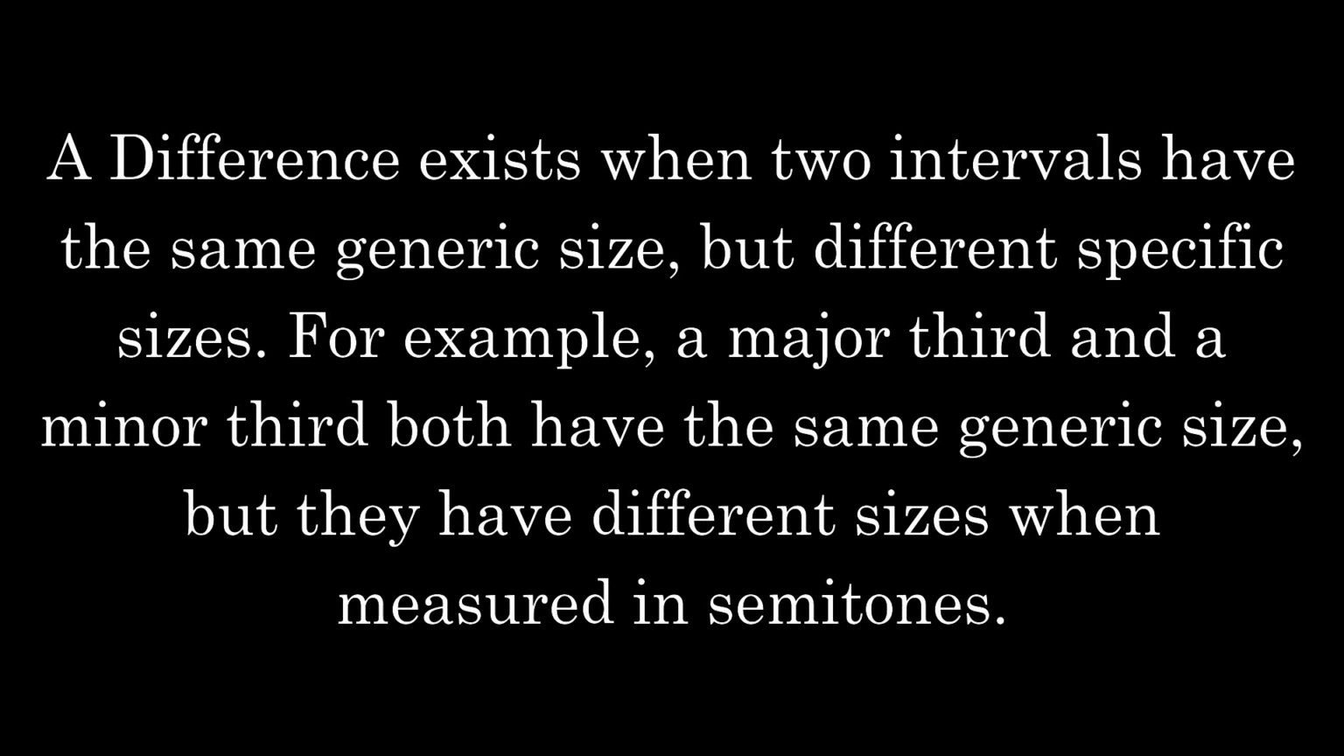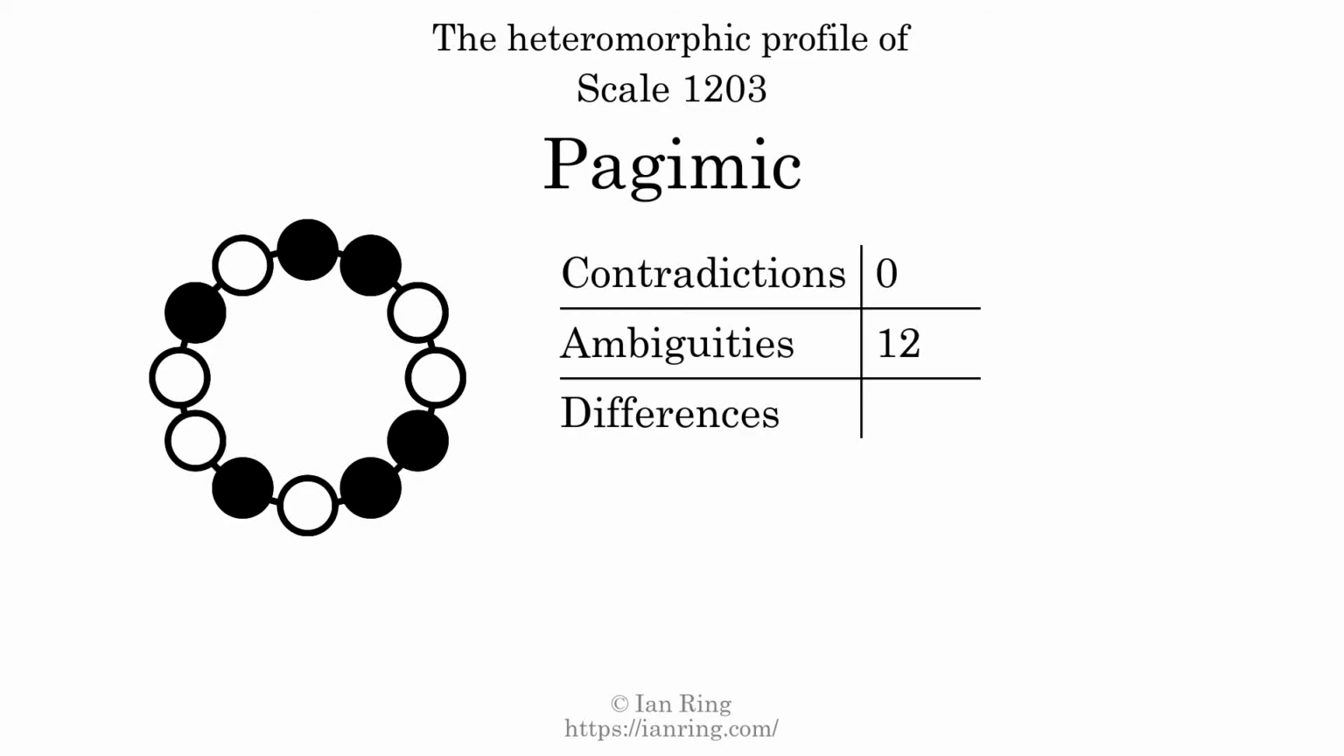A difference exists when 2 intervals have the same generic size, but different specific sizes. For example, a major third and a minor third both have the same generic size, but they have different sizes when measured in semitones. The number of differences in this scale is 57.